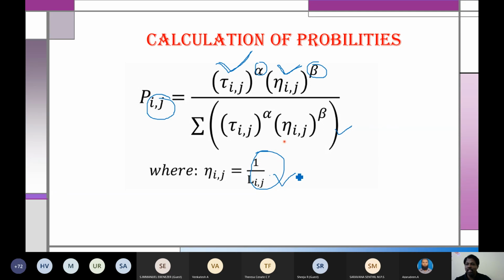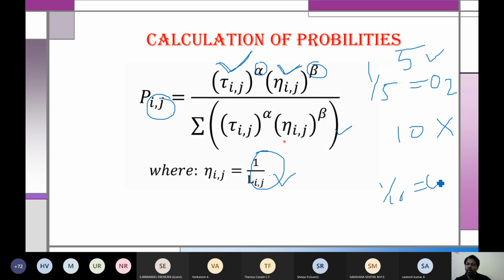So 1 by distance means, for example, I have two paths, one with a distance of 5 and another with a distance of 10. But I need to give priority to this path, not that path. So 1 by 5 is 0.2, 1 by 10 is 0.1. That is what I am multiplying with this eta. So the shortest path will have more in the numerator, and the longest path will have less in the numerator. That's just to give more divergence to your problem.